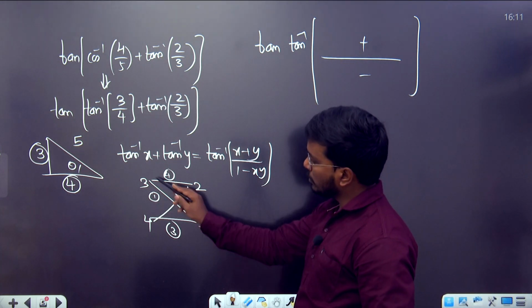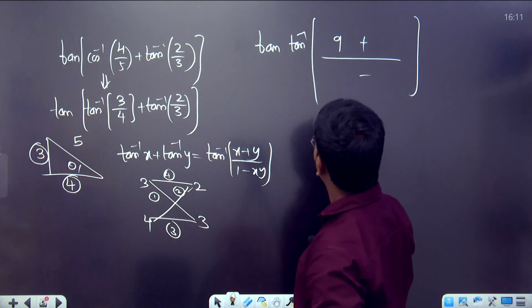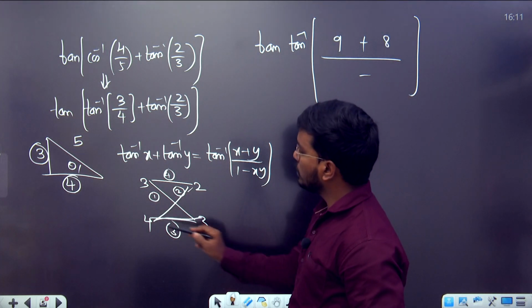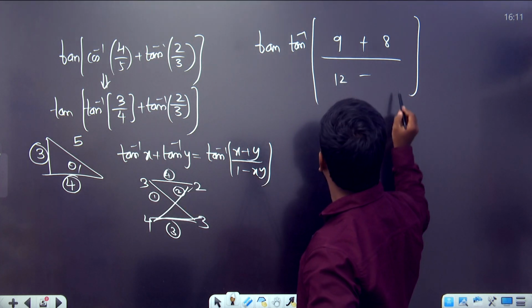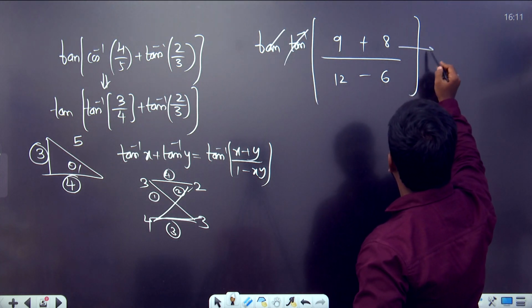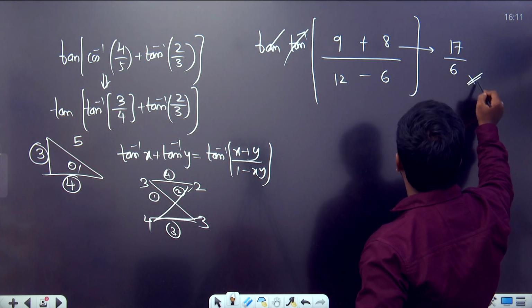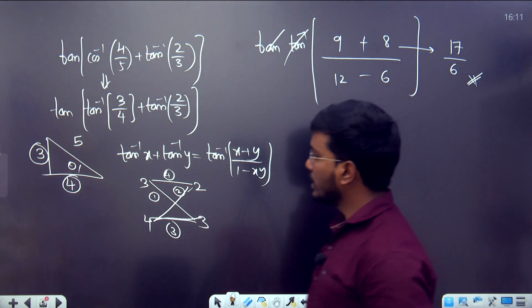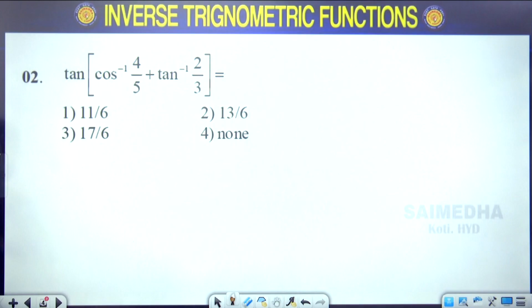What are we going to do now? This is a cross method. Directly we can do 3 3s are 9, 4 2s are 8, 3 4s are 12, 3 2s are 6. So what do we have here now? 9 plus 8, that's going to become 17, and 12 minus 6 is 6, 17 by 6. So 17 by 6 is going to become your correct answer. Pause the video and note it down.